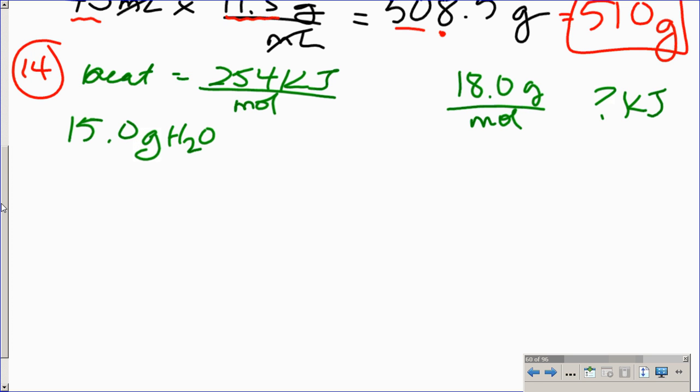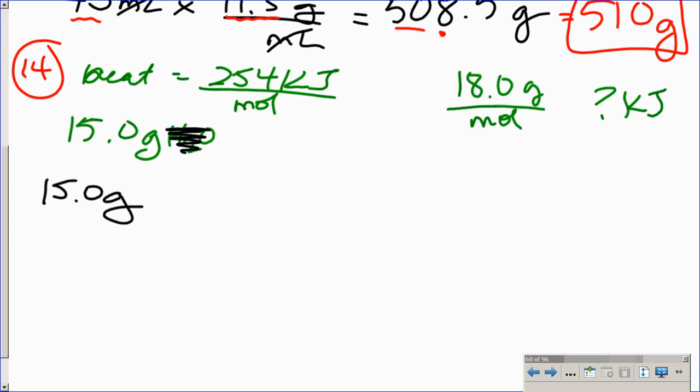And I'm going to scratch out "water," because I didn't write water anywhere else. It was kilojoules per mole of water, but I'm going to go with what we have here. Everything's water related. So we have a fact, we have a conversion factor, another conversion factor, and our question. So what do I have to start with? Right, I have to start with the given of 15 grams.